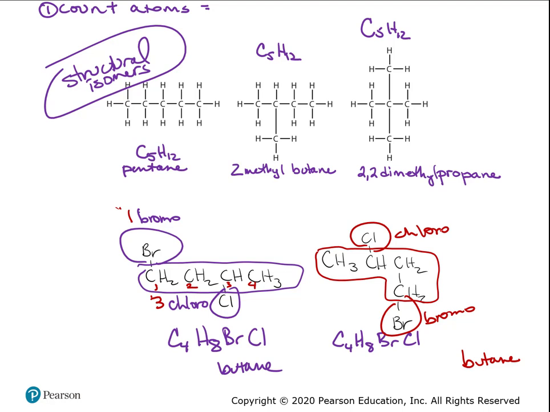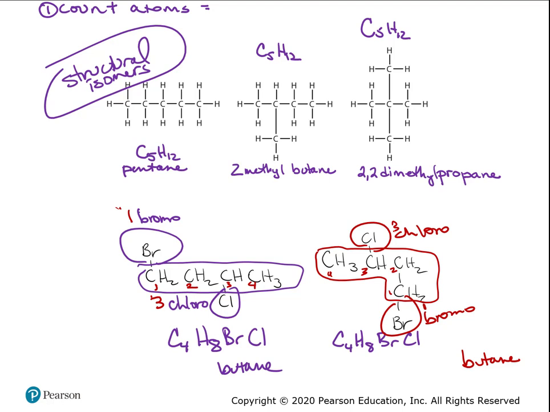Which side do you start numbering from on this one? From the left or the bottom right? The bottom right, because the bromine's attached to the bottom right. So this is going to be a 1 bromo. This is carbon 1, 2, 3, 4. 4 chloro. So that means these are, not 4, Lord. Not 4, this is a 3 chloro.